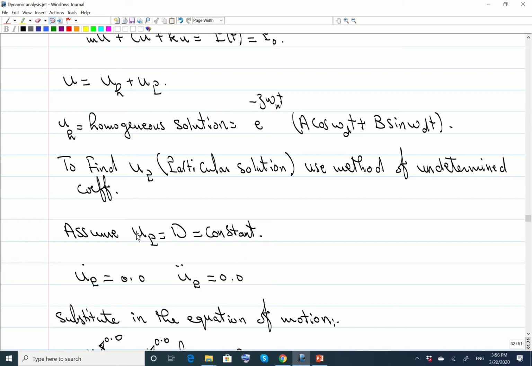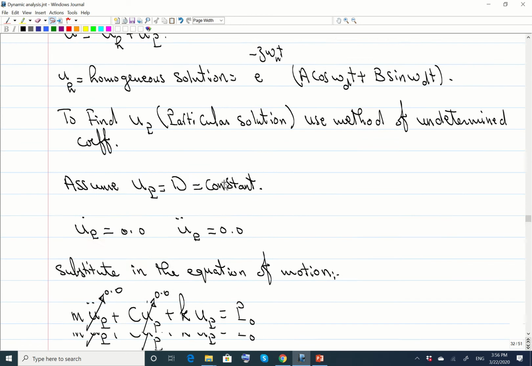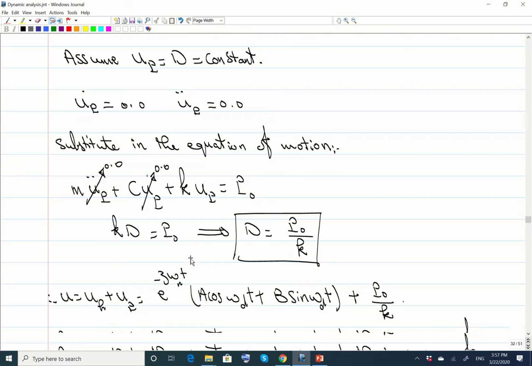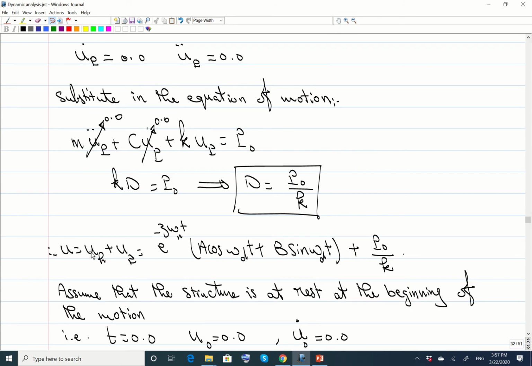Let's substitute those three values in the equation. m u double dot is 0, c u dot is 0, and k u, k multiplied by the constant d, is equal to P node. So k multiplied by d is P node, and simply this constant is P node divided by k. Now we have the two solutions. The total solution is e power negative zeta omega n t, times a cosine omega d t plus b sine omega d t, plus the particular solution P node divided by k.